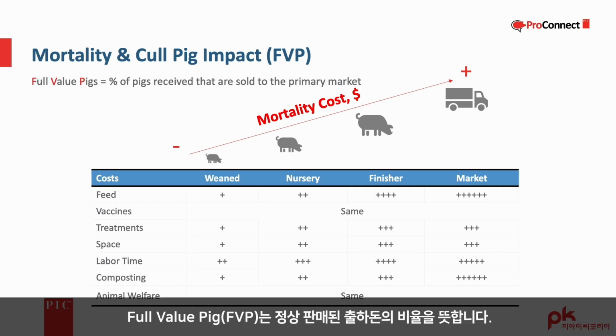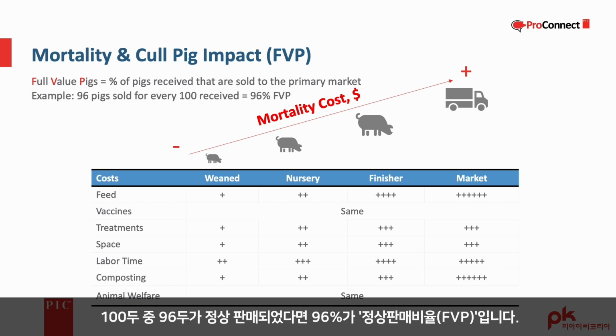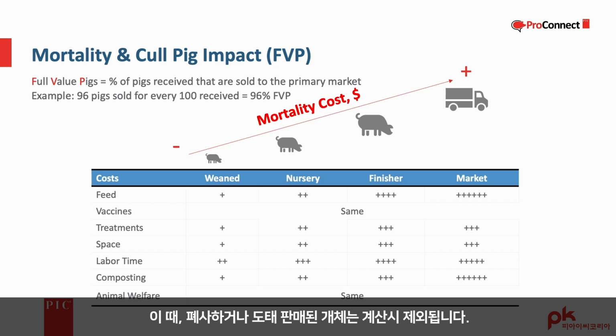The term full value pig is used to describe what percentage of pigs that arrive are sold to the primary market. If 96 pigs are sold for every 100 pigs received, then 96% of the pigs were full value pigs. Pigs that die or are sold to a secondary market as culls or substandards are not considered full value pigs.